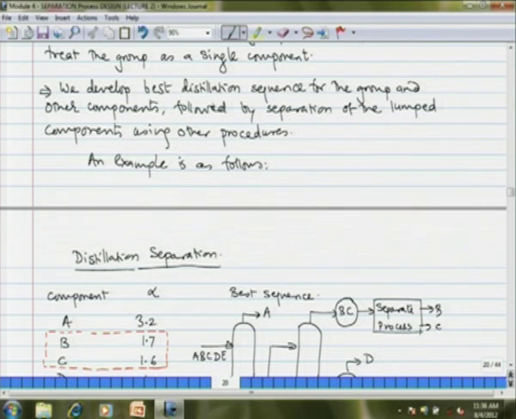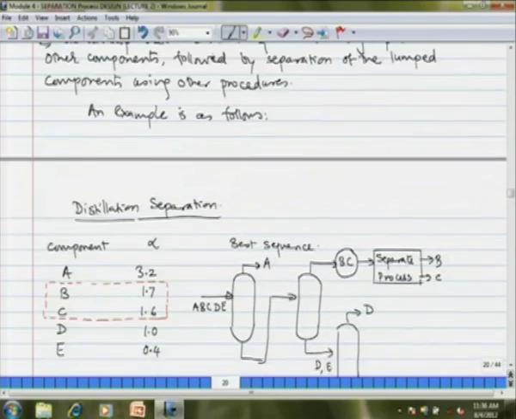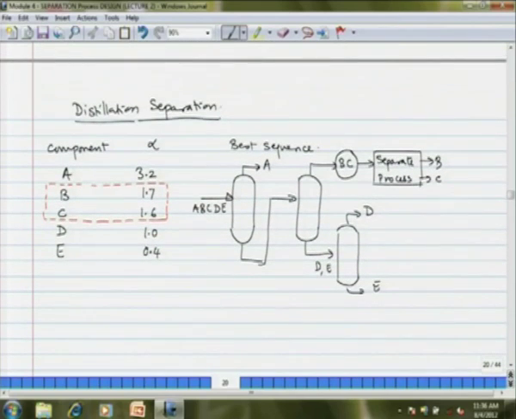So, what I have shown here is an example distillation separation. We consider a 5 component mixture, A, B, C, D, E, and alpha is given with respect to D. Now, D is a heavy key element, which is an important element among all the heavy components. So, the alpha value is taken as 1 with respect to D.